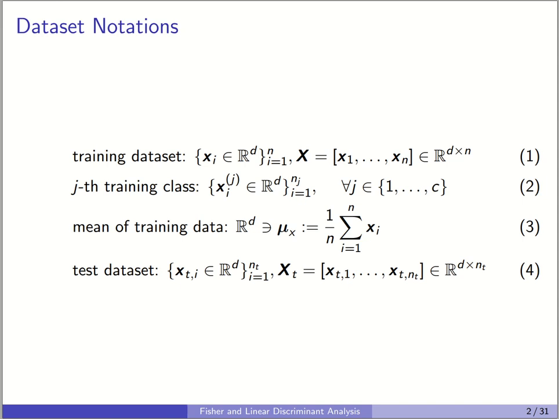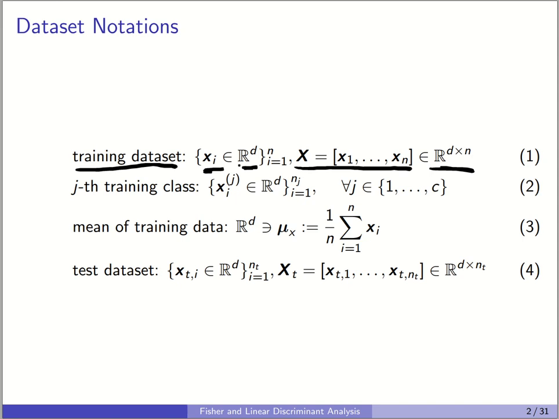Okay, here we show the notations of the data set. Assume we have some training data points. Each training data point is denoted by xi, which is d-dimensional. D is the dimensionality of data, and assume we have n data points, so we have i from 1 to n. The vectors are column vectors, and if we put them column-wise in a matrix, we'll have X as the matrix of the data set, which is d by n.